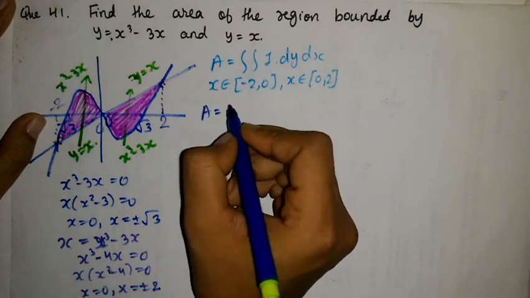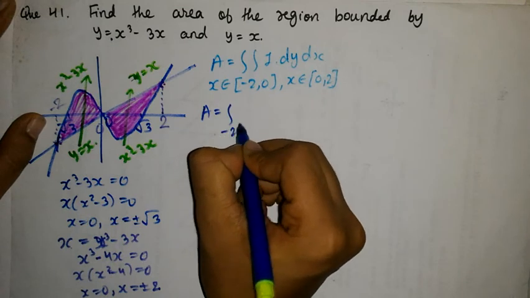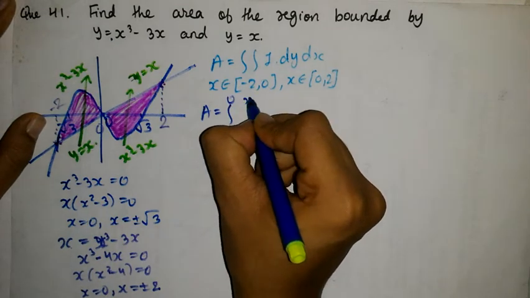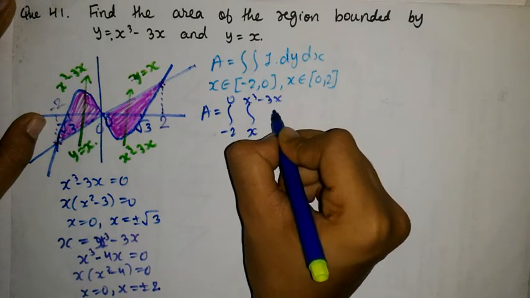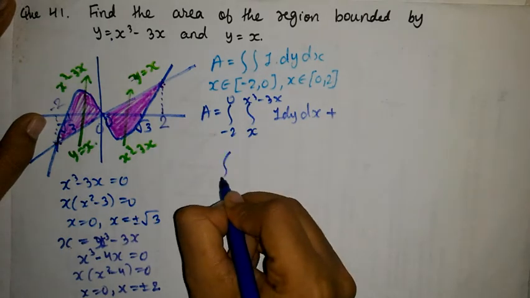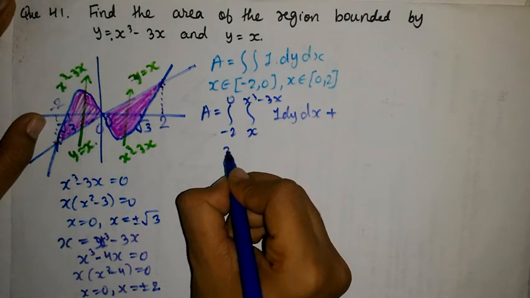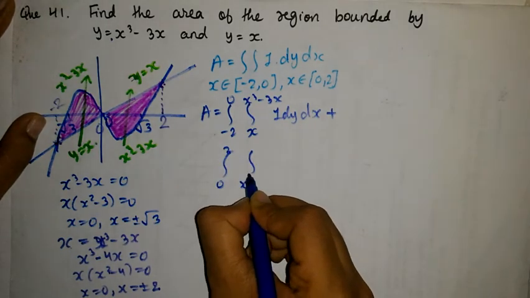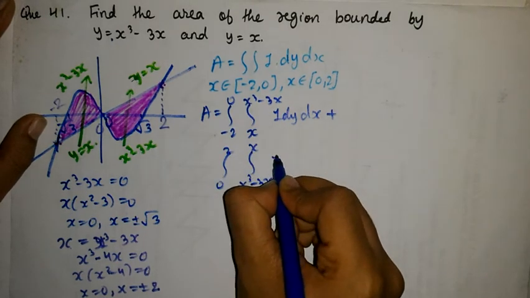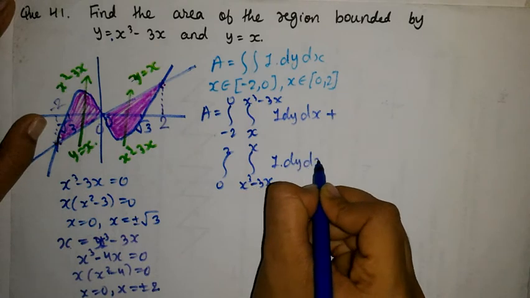So we get area is equal to integration from minus 2 to 0. Here it's entering from y is equal to x, leaving from y is equal to x cube minus 3x, into 1 into dy dx, plus second is x is from 0 to 2 and y is from x cube minus 3x to y is equal to x, 1 into dy dx.